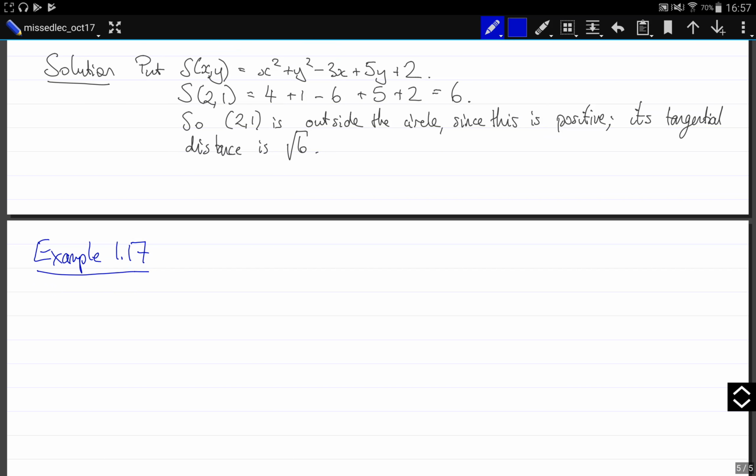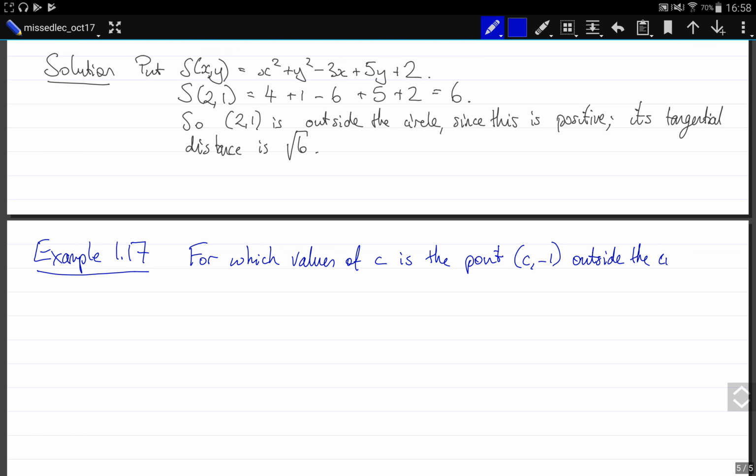One more example with inequality, because I suspect practice at inequalities is no bad thing. For which values of c is the point c, minus 1 outside the circle S with equation x squared plus y squared minus 3x plus 5y plus 2 equals 0, which is an equation you might recognise from the previous question.